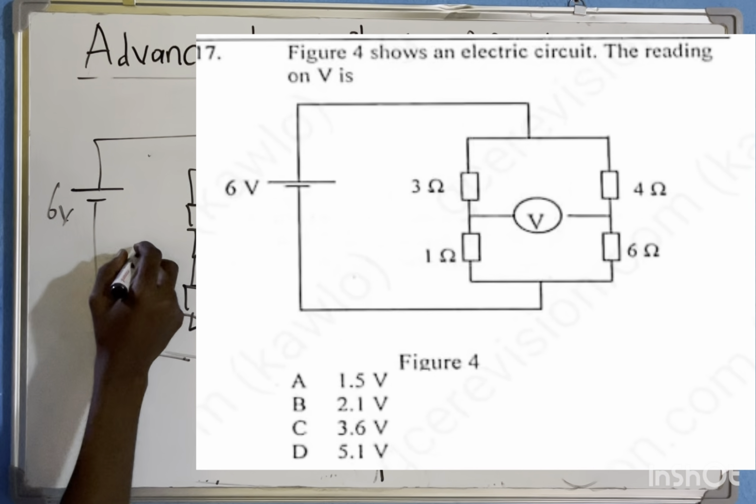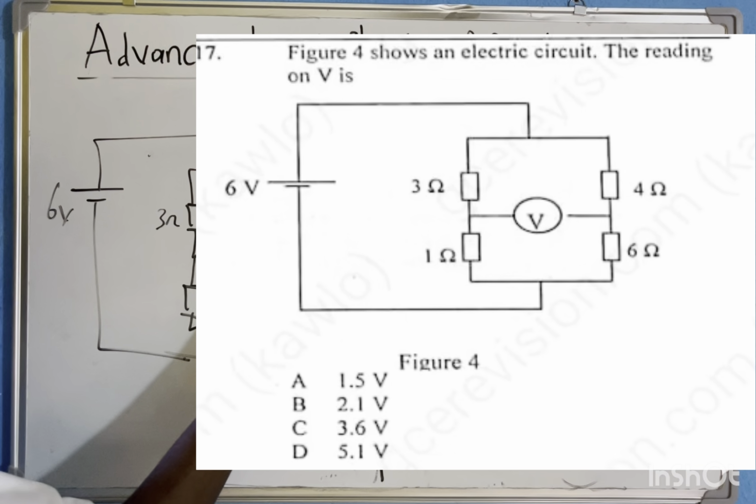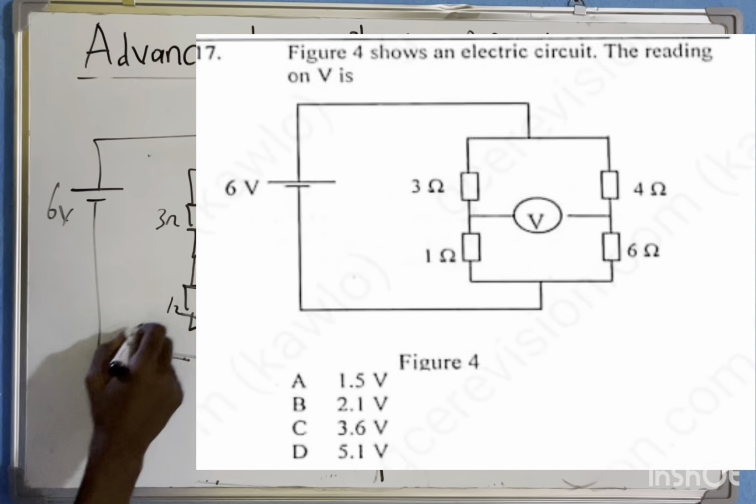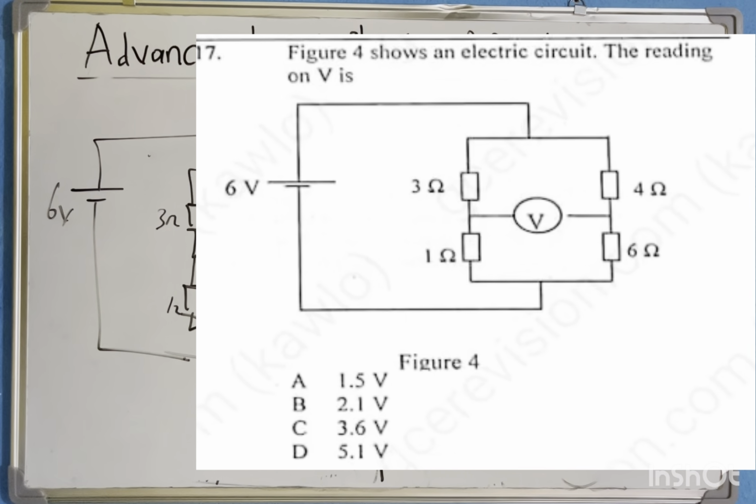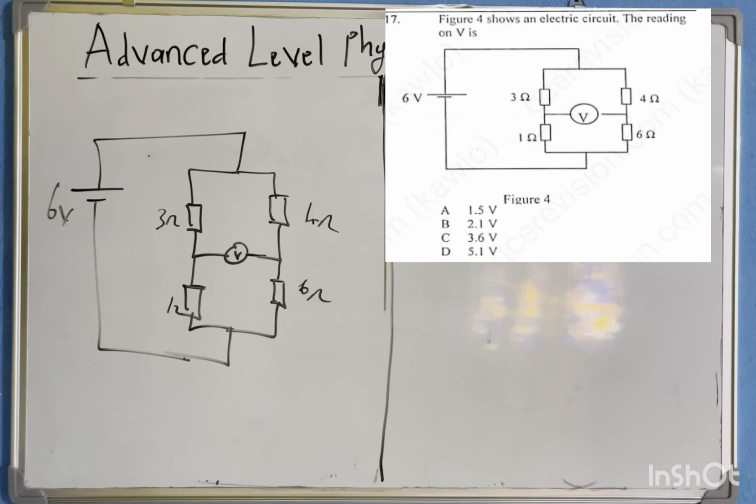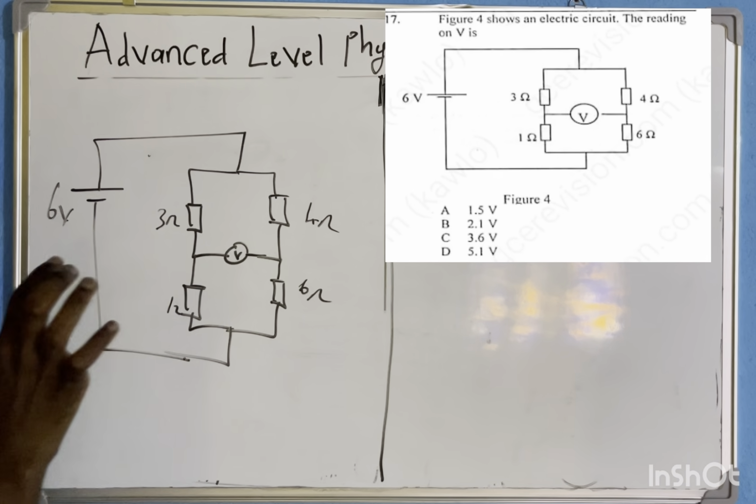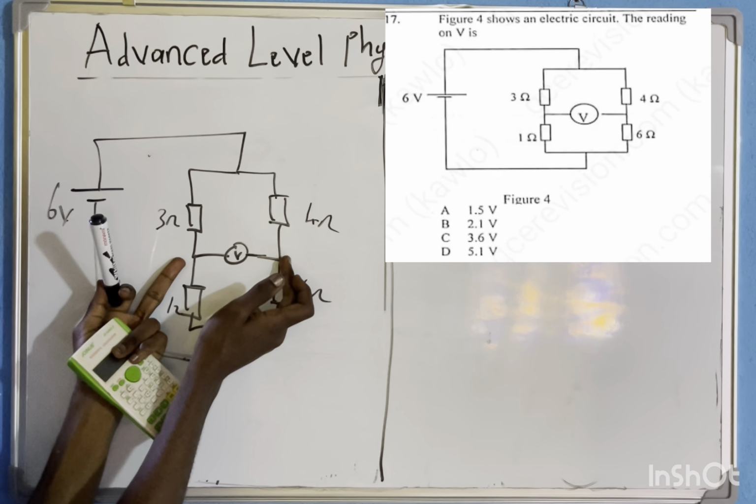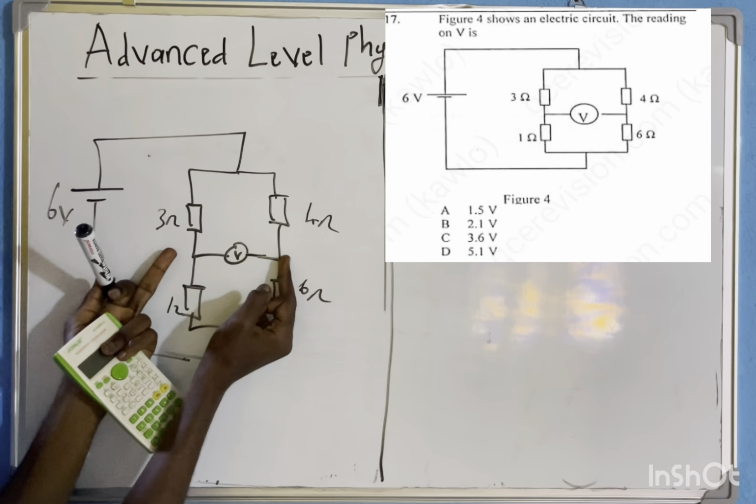Six volts here, 3 ohms, 4 ohms, 6 ohms, 1 ohm. Okay, so this is a circuit diagram. It shows an electric circuit. We are asking for the reading of V. It means that you are placing your multimeter here. You want the voltage across these two ends.